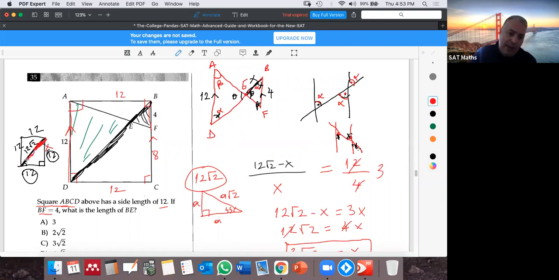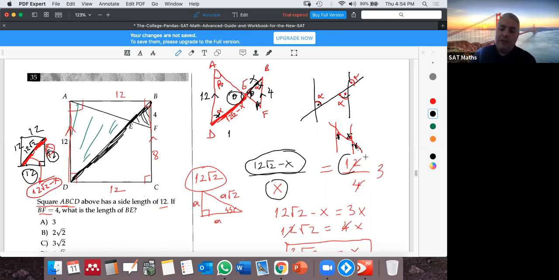So what will be the remaining part? It will be 12 root 2 minus x, since this one plus x will be 12 root 2 totally. So I'm saying that this is 12 root 2 minus x, this part. And then opposite of beta, 12 root 2 minus x here. Opposite of beta, x here. Opposite of theta, 12 here. Opposite of theta, 4 here.